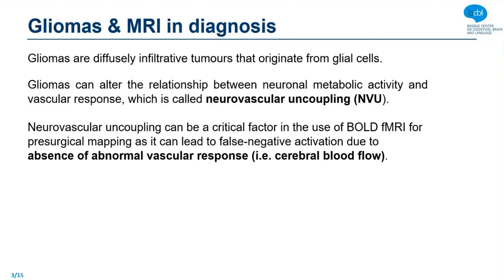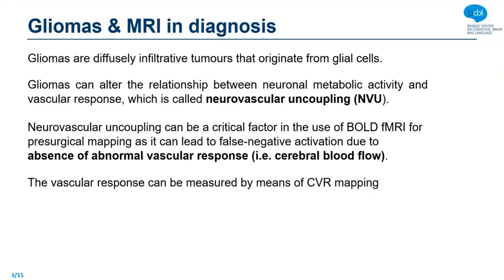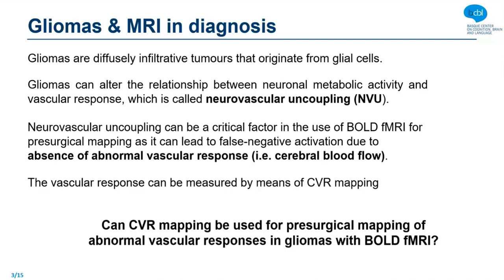Neurovascular coupling can be a critical factor in the use of fMRI in presurgical mapping, as it can lead to false negative activation due to the absence of normal vascular response, such as cerebral blood flow. This vascular response can be measured by means of CVR mapping. However, can CVR mapping be used in the presurgical mapping of abnormal vascular response in glioma with fMRI?